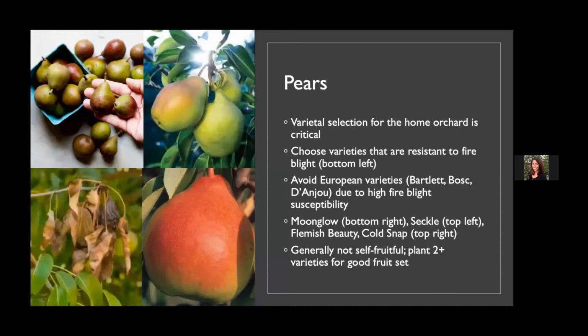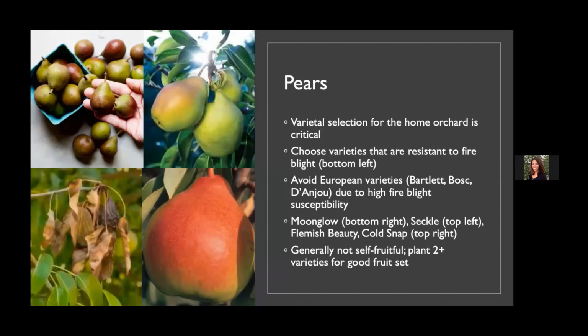Okay, moving into pears. Pears are a tricky one. I love pears, but the varieties that we're familiar with are the European varieties that are highly susceptible to fire blight. So we try to advise folks to not grow Bartlett, Bosc, or Anjou pears, and instead try to pick varieties that are gonna, again, be resistant to fire blight.